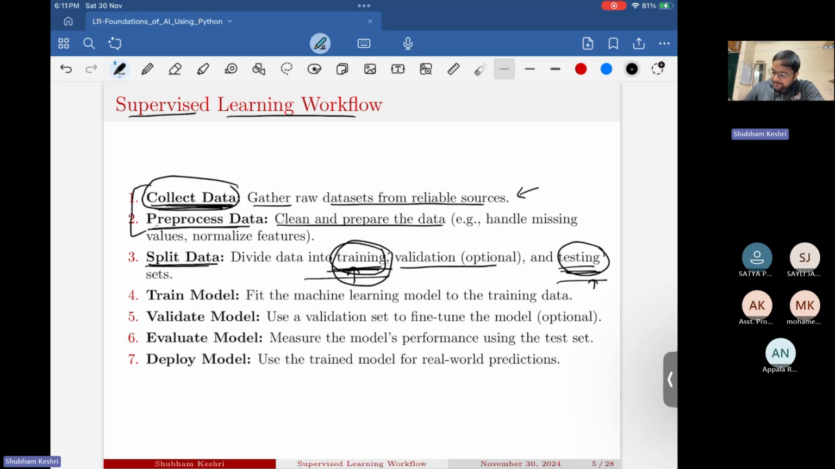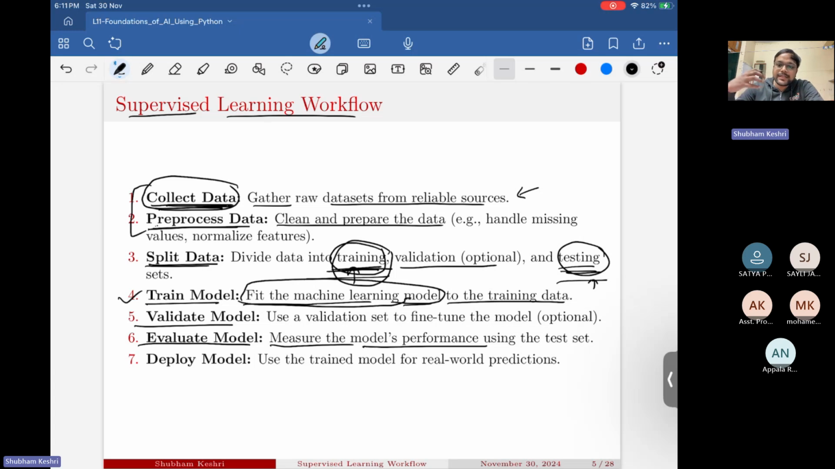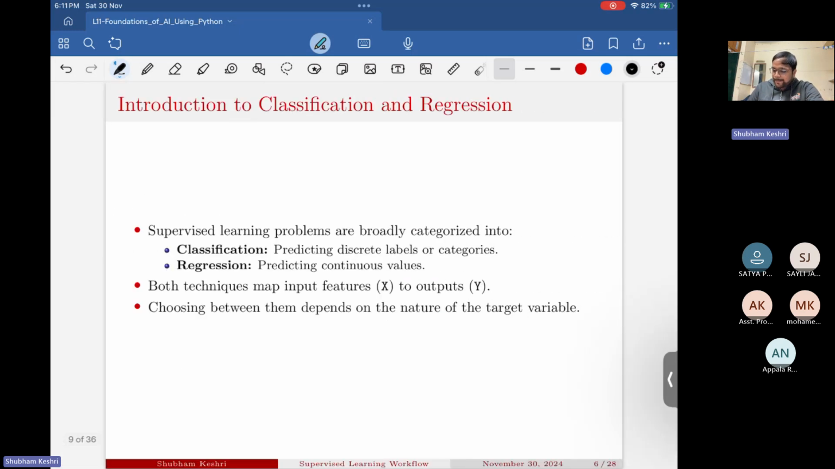Okay, then we will train the model, fit the machine learning model, to the training data. We will see what it means to fit the machine learning model. Validation we are leaving for now. Evaluate model: over here we will test the model's performance. We will evaluate how the model is performing, and then we will deploy this model. So this is just an overview of how we do supervised learning.